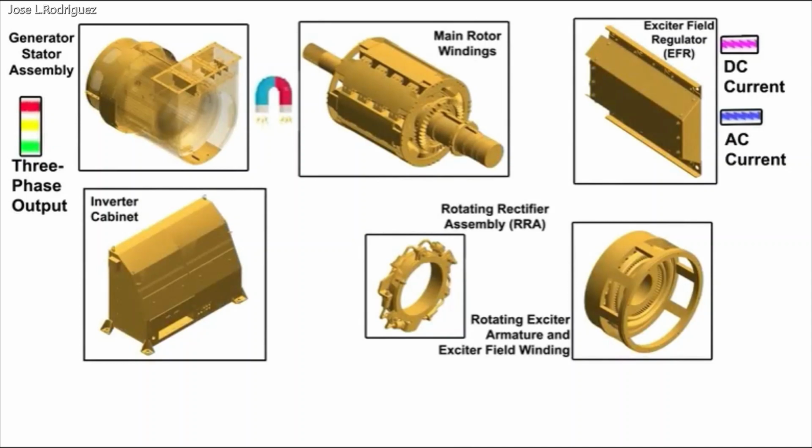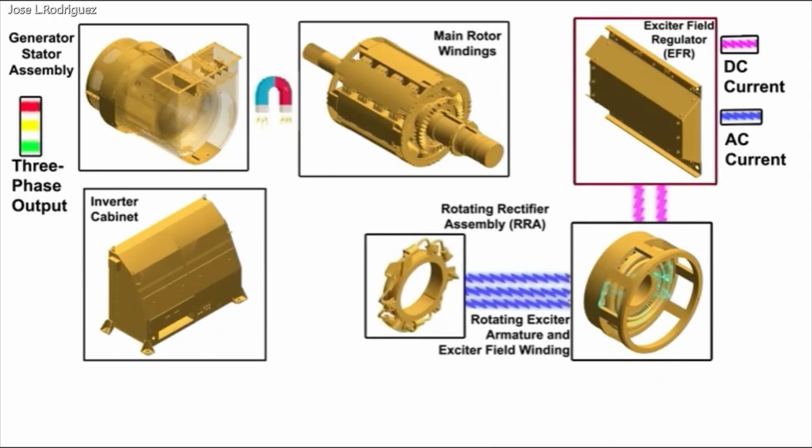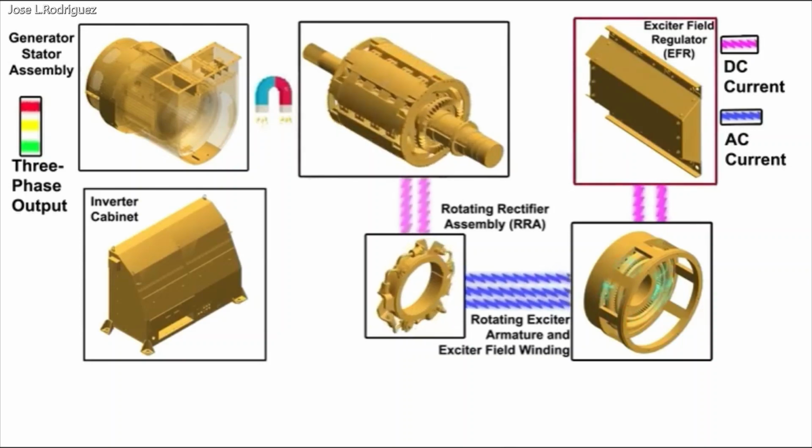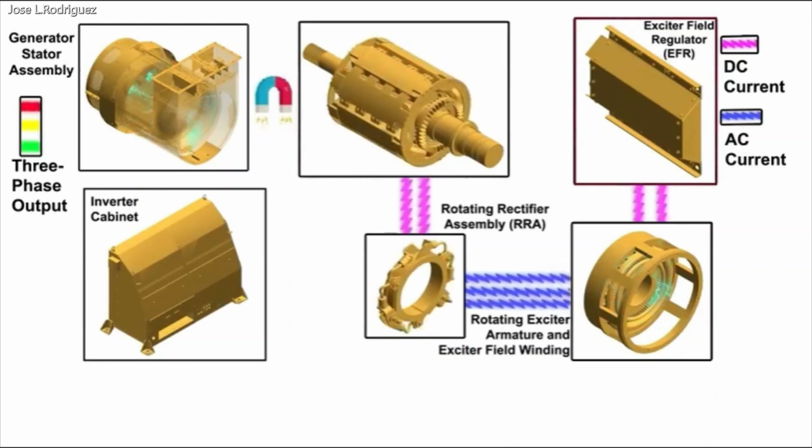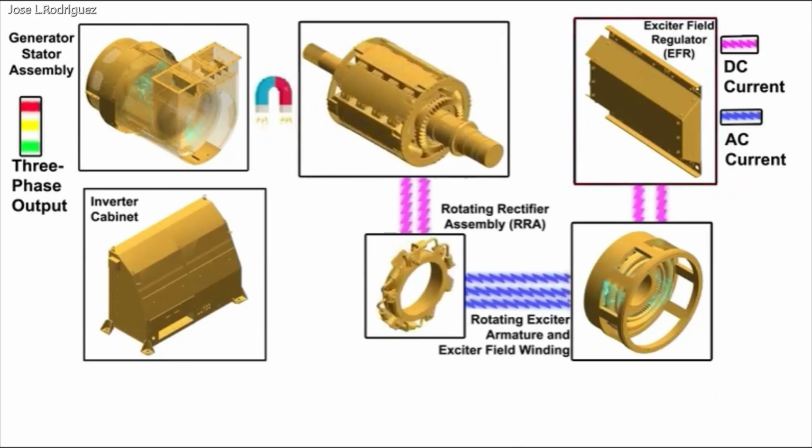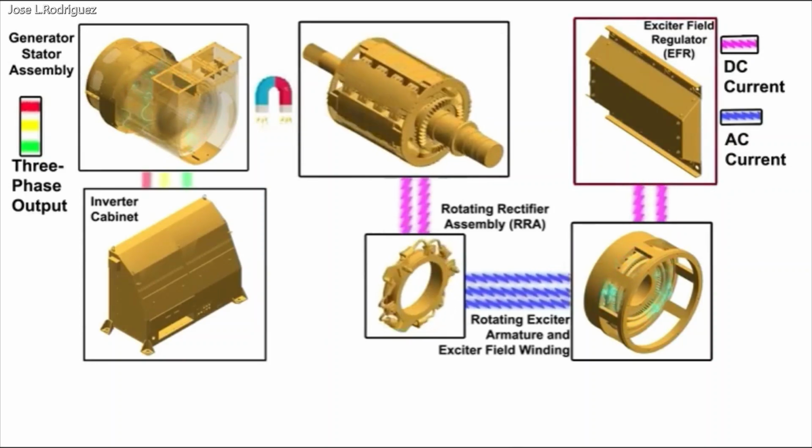Electrical voltage creation from the synchronous and brushless AC generator. The excitation field regulator, EFR, outputs a relatively small amount of DC current to the stationary exciter field winding. The stationary exciter field winding and rotating exciter armature interact via magnetic fields. The magnetic field interactions and relative displacement generate increased AC current that is sent to the rotating rectifier assembly. The rotating rectifier assembly converts the increased AC current to DC current that is sent to the main rotor windings. The increased DC current generates a stronger magnetic field in the main rotor windings.